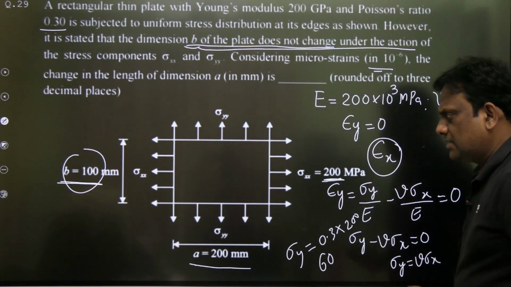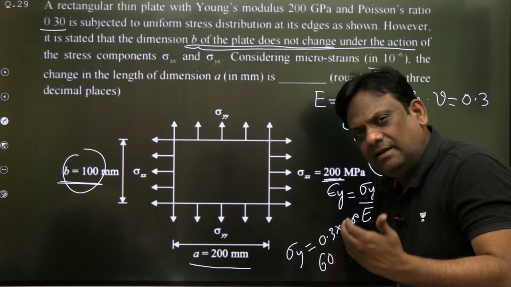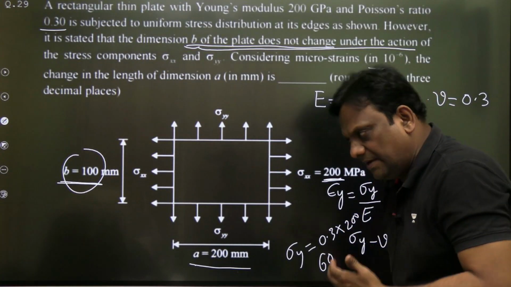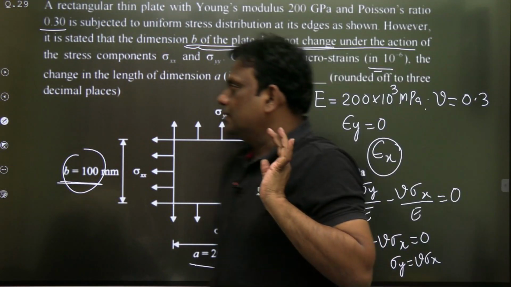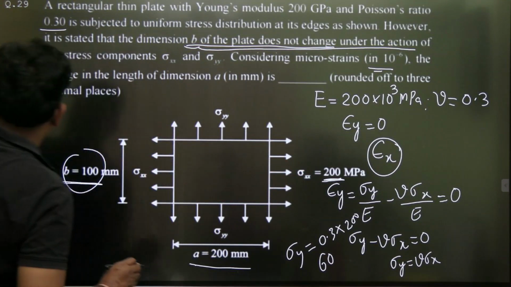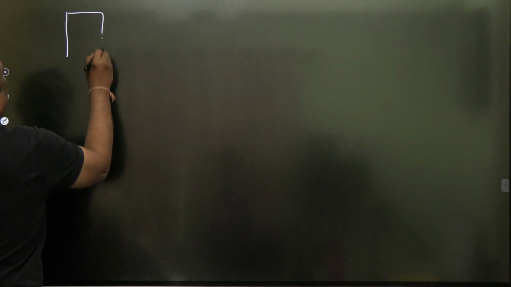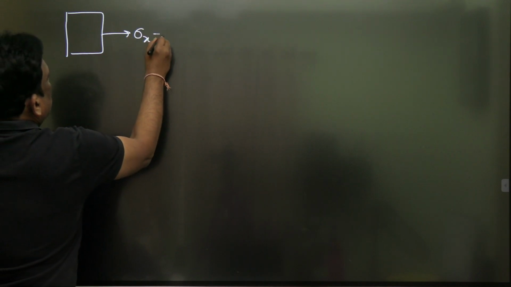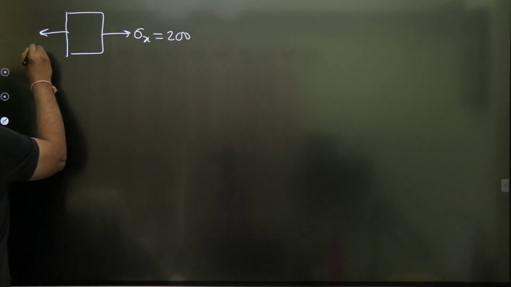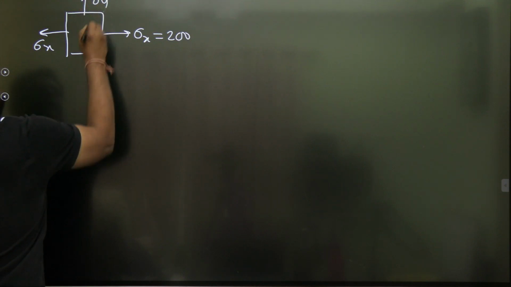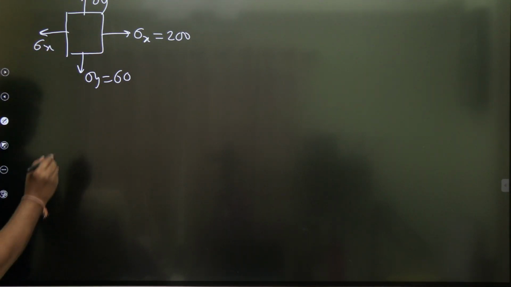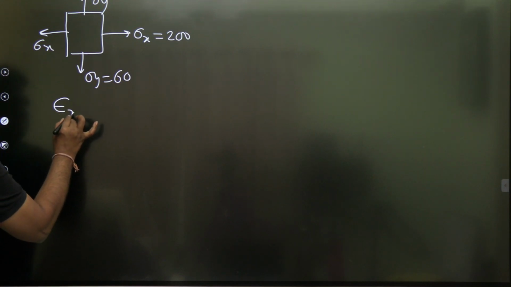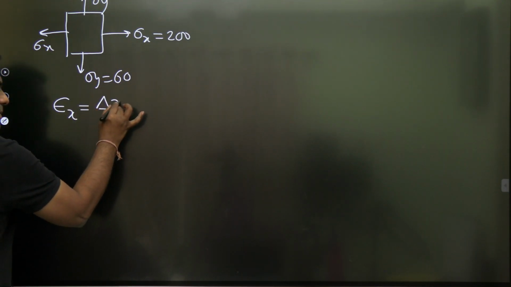So my dear students, now let me write on a new slide the state of the stress system. That is sigma x is 200 and sigma y is calculated and it is 60. Sigma x is given as 200 and we have calculated sigma y just now, and its value is 60. Very good, sirs. Now what is he asking? Change in dimension in x direction. So strain in x direction is equal to change in the dimension in x direction.